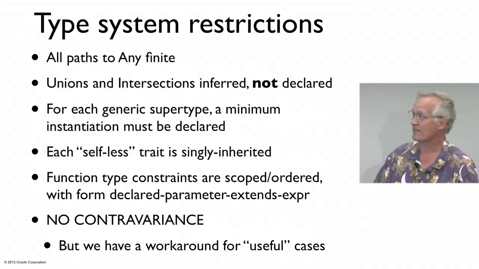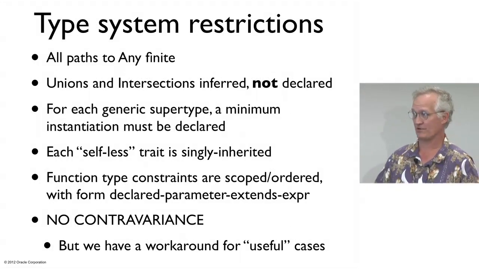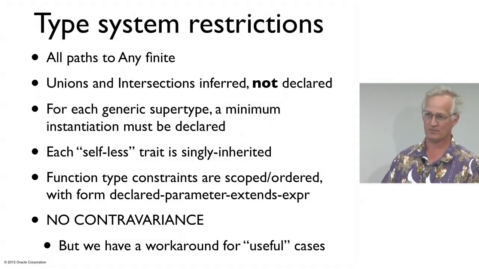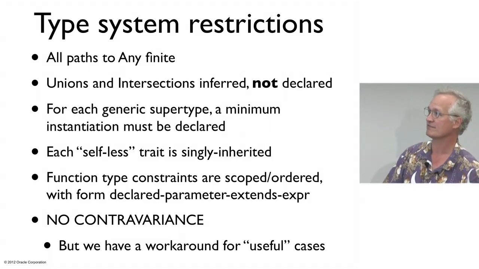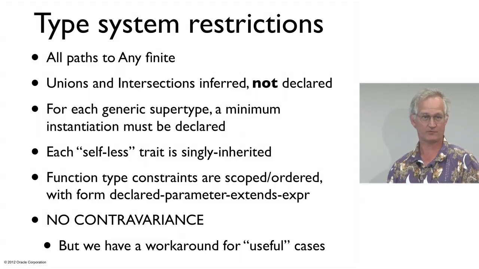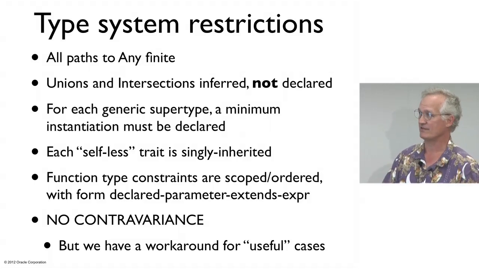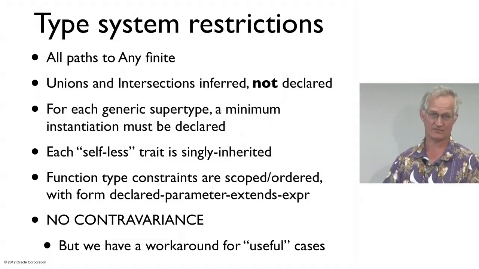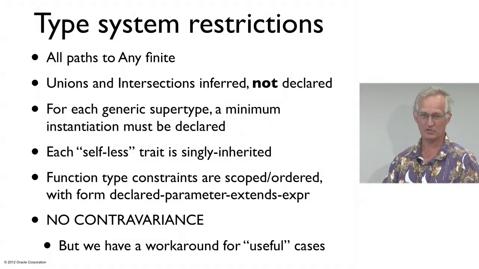So what did we do? We had to make a bunch of restrictions in our type system, and some of these you say, oh, very, very reasonable, but we really had to do all of them, and you will see them popping up again when we work the example and go through sort of how we do this. From a given type, your path through supertypes to any, all those paths have to be finite. No infinite chains. For now, we only let unions and intersections appear because of type inference and not because the programmer declared them. This makes them a little bit less pathological.